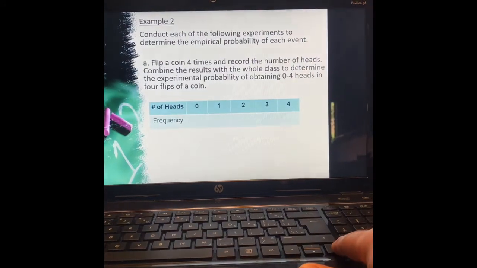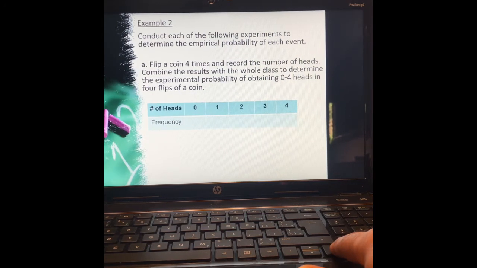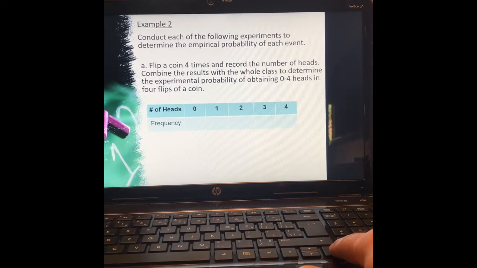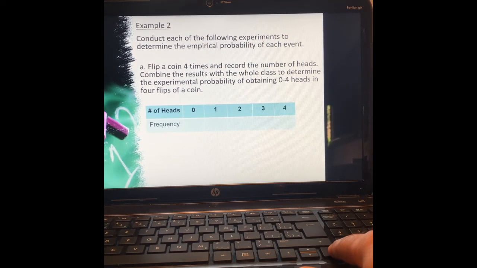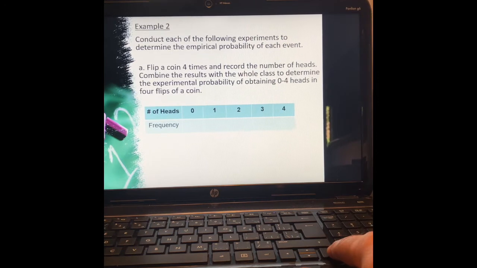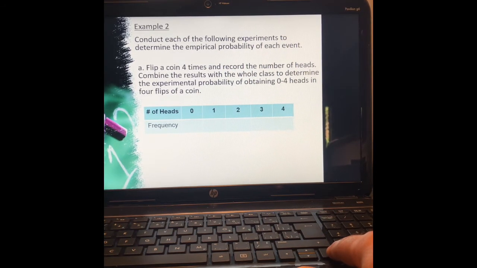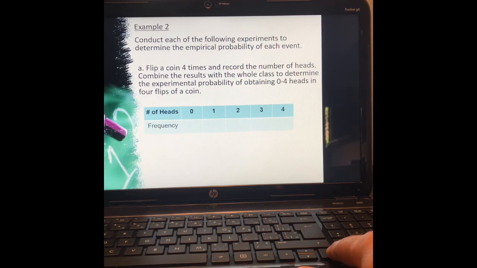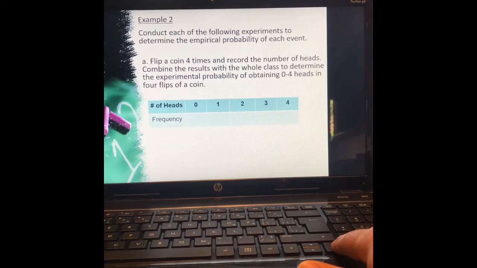All right. You don't need to do this, but conduct each of the following experiments to determine the empirical probability of each event. Flip a coin 4 times and record the number of heads. Combine the results with the whole class to determine the experimental probability of obtaining 0 to 4 heads in 4 flips of a coin. So we need the number of heads. So I'm going to show you how to do that using Excel.